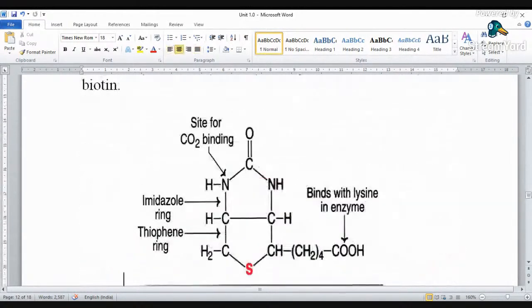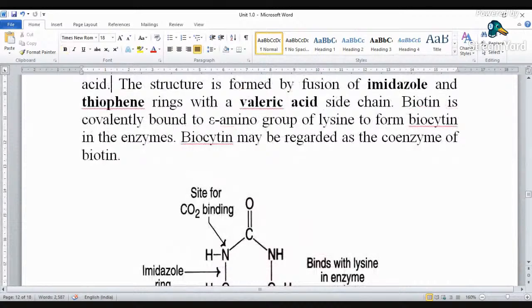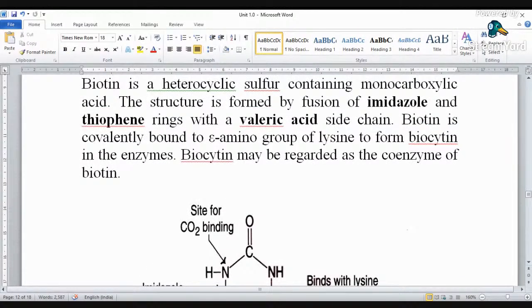Now structure. Biotin is a heterocyclic sulfur containing monocarboxylic acid. What is it? It is heterocyclic. Heterocyclic म्हणजे हेट्रो म्हणजे वेगवेगळे, सायक्लिक म्हणजे स्ट्रक्चर सायक्लिक स्ट्रक्चर आहे. सल्फर कंटेनिंग मोनोकार्बोक्झिलिक ऍसिड. मोनो मीन्स सिंगल, कार्बोक्झिलिक ऍसिड म्हणजे COOH ग्रुप. Heterocyclic means presence of a number of different atoms. That is the heterocyclic sulfur containing monocarboxylic acid.